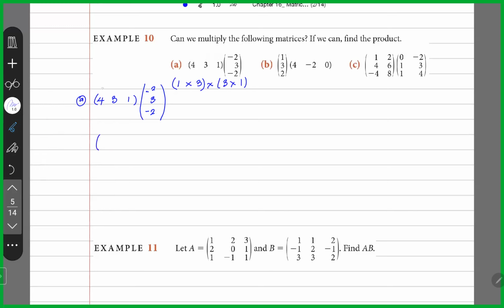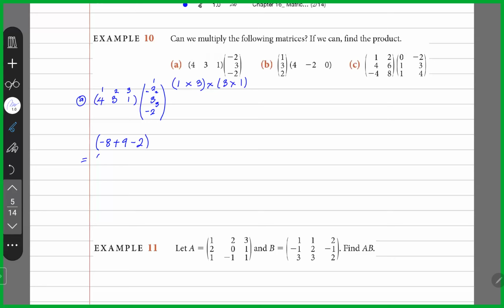First element in the row by the first element in the column. So it's 4 times -2, which is -8. Second element in the row by the second element in the column. So that is 3 times 3, which is +9. And then the third element in the row by the third element in the column, which is 1 times -2, is -2.